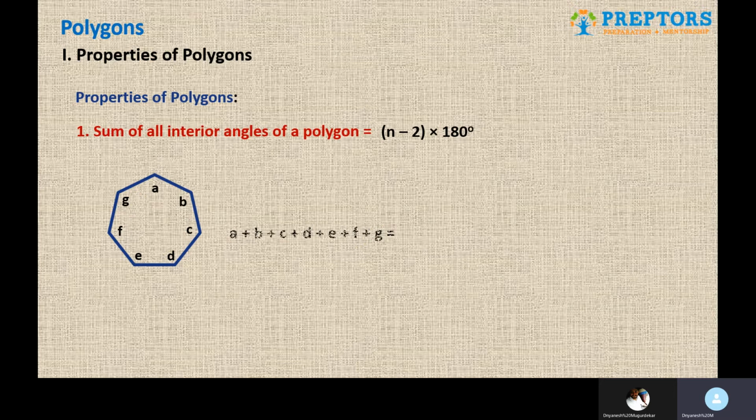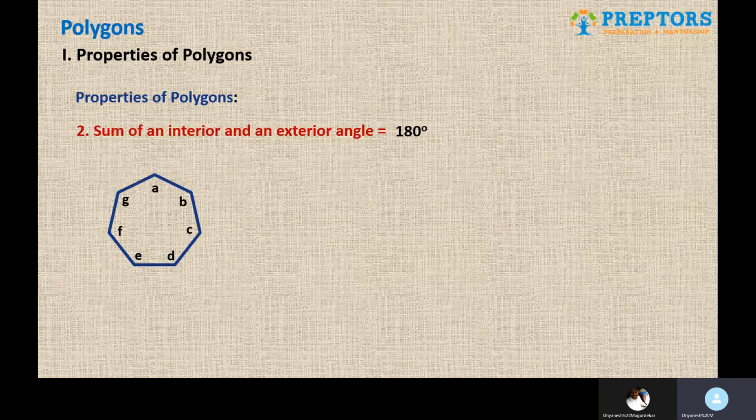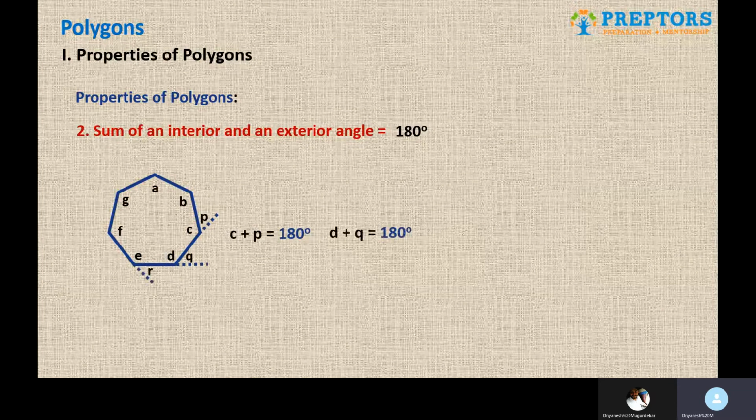The next one, the sum of an interior and exterior angle is always 180, that is, they are supplementary. You can clearly see, if you keep on drawing the exterior angles, the sum of interior as well as exterior is going to be supplementary, that is, the sum is 180 degrees.